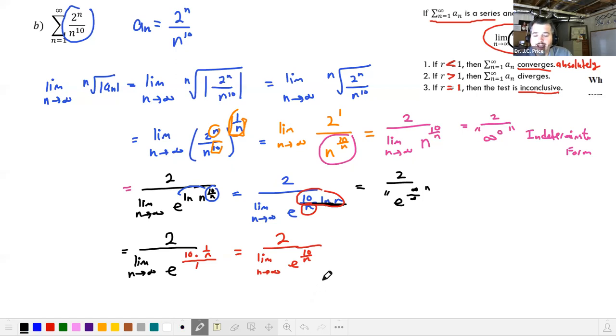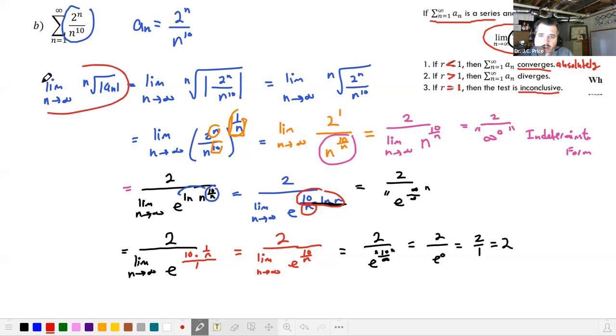So now let's let n be infinity and see what we get. We get 2 divided by e to the 10 divided by infinity. If you want, you can put that in quotes. Although, what's 10 divided by infinity? It's like 0. So it's like 2 divided by e to the 0, and e to the 0 is 1. So it's like 2 over 1, which is 2. So this whole limit, we get back the number 2, which is bigger than 1.